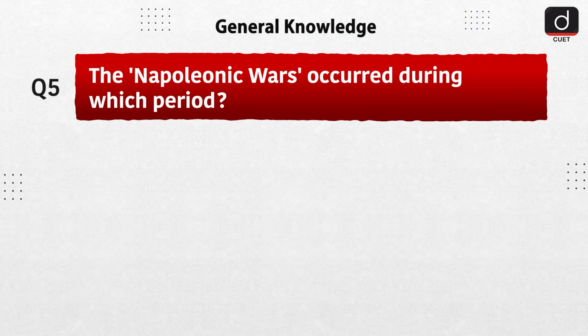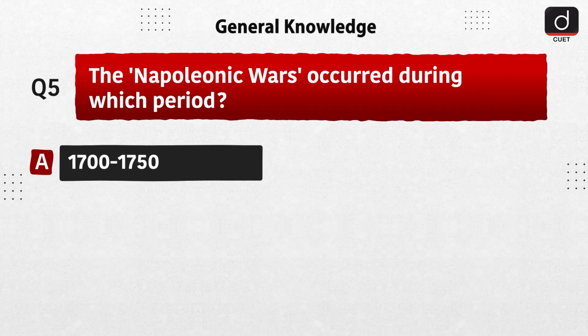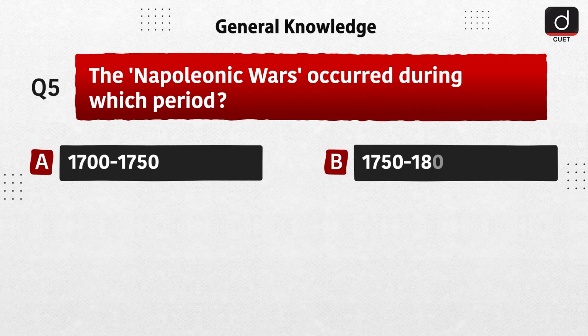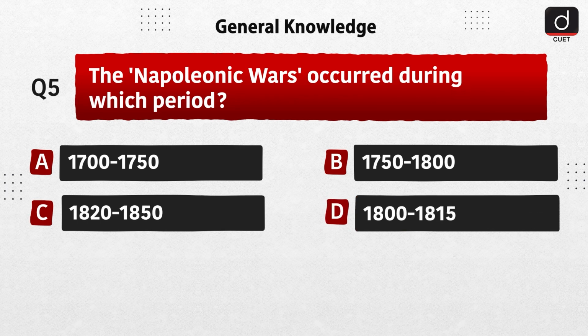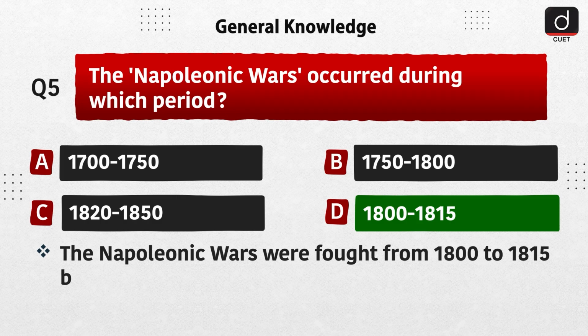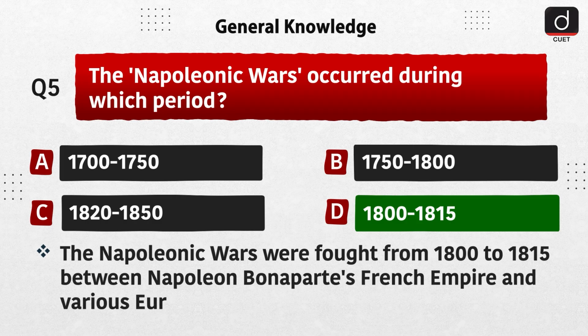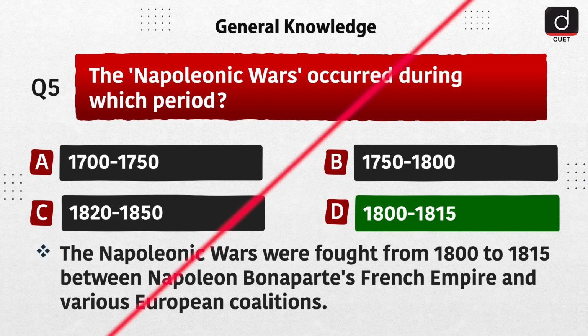Next question is, the Napoleonic Wars occurred during which period? Option A, 1700 to 1750. Option B, 1750 to 1800. Option C, 1820 to 1850. Option D, 1800 to 1815. The correct answer is option D, 1800 to 1815. The Napoleonic Wars were fought from 1800 to 1815 between Napoleon Bonaparte's French Empire and various European coalitions.